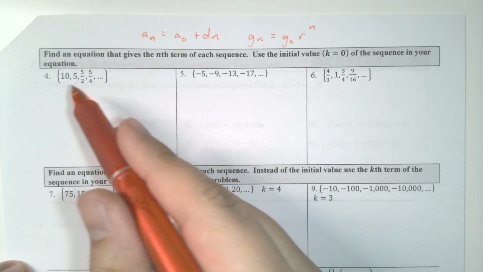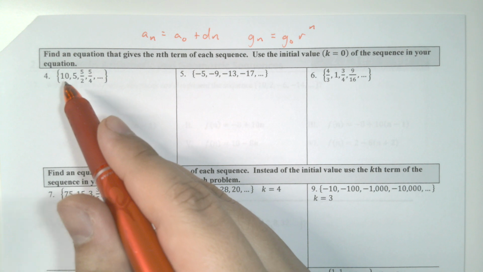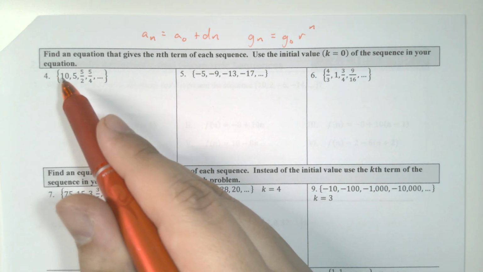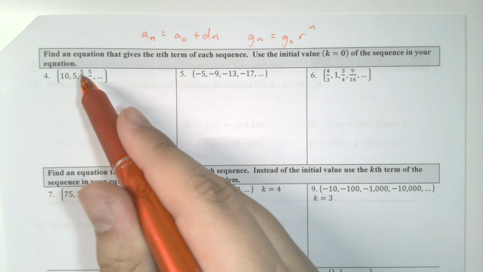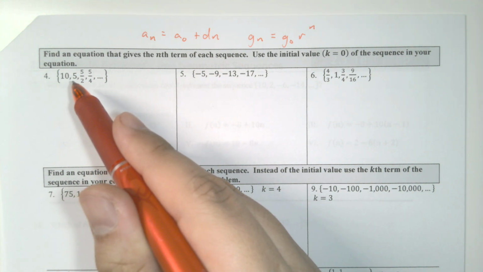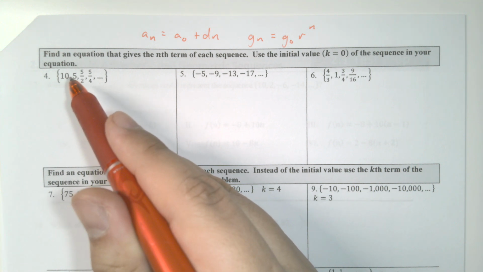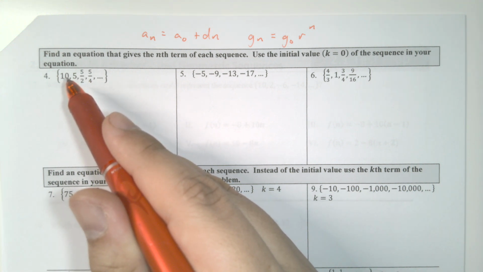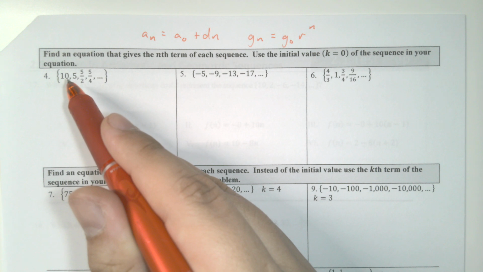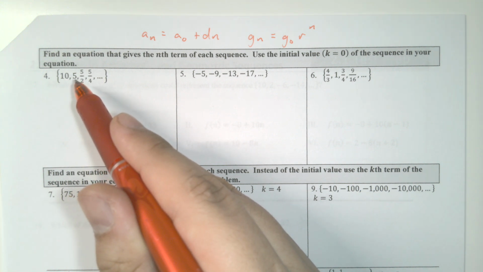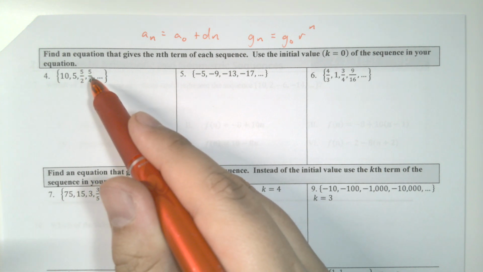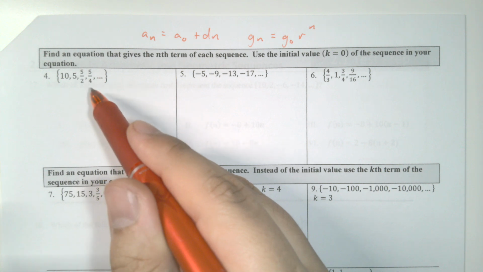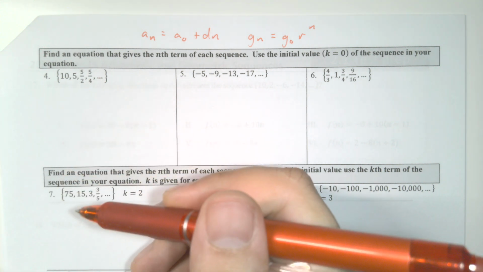So let's see. Do we have arithmetic or geometric sequences? Well, 10 minus 5 is 5, but 5 minus 5 is not 5 over 2. So, not arithmetic. What about geometric? Okay, well, 10 divided by 2 gives us 5, and then 5 divided by 2 gives us 5 over 2. And then 5 over 2 divided by 2, sure enough, is 5 over 4.